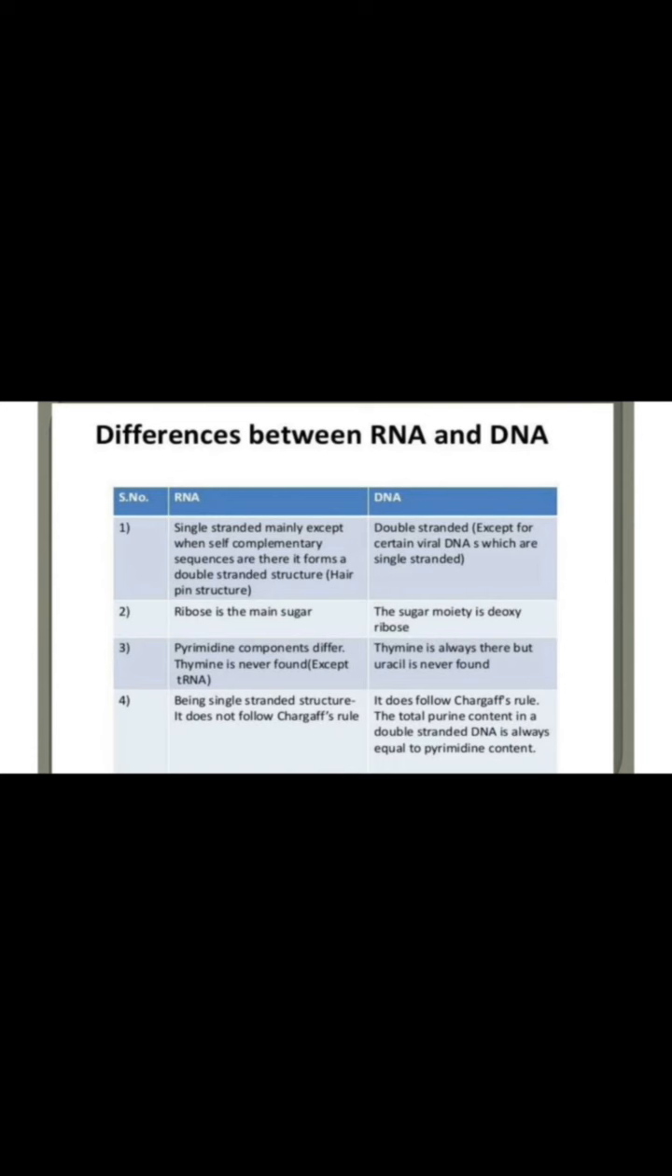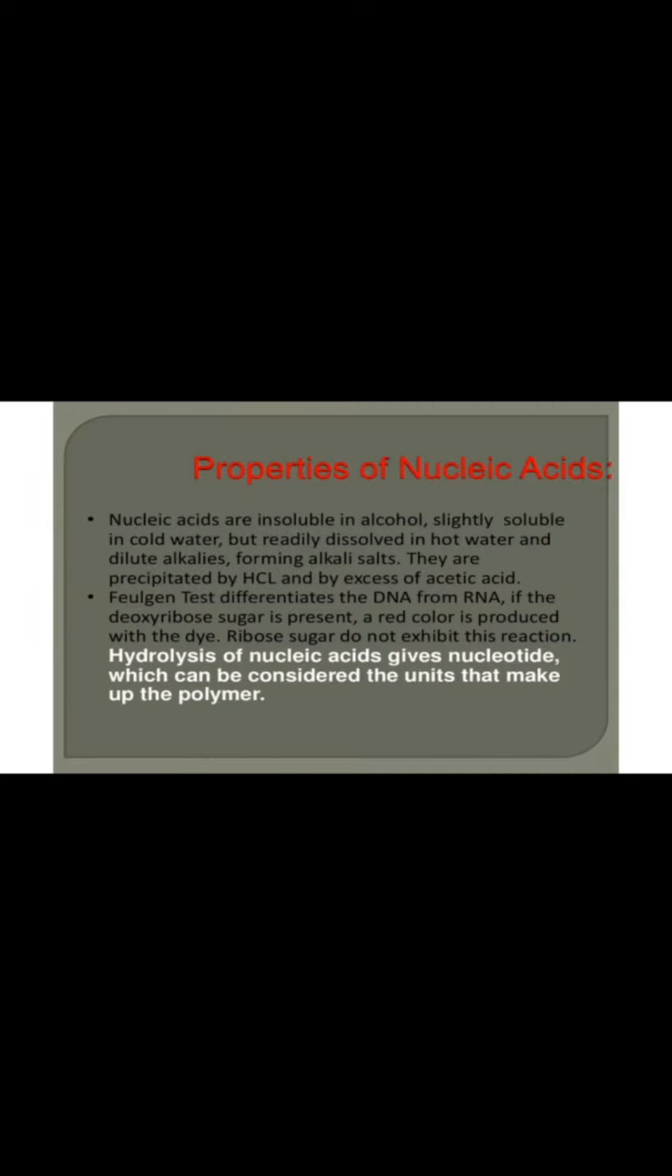In RNA, the pyrimidine components differ. Thymine is never found except in tRNA. In DNA, thymine is always there but uracil is never found. RNA, being a single-stranded structure, does not follow Chargaff's rule. DNA does follow Chargaff's rule. The total purine content in a double-stranded DNA is always equal to the pyrimidine content.